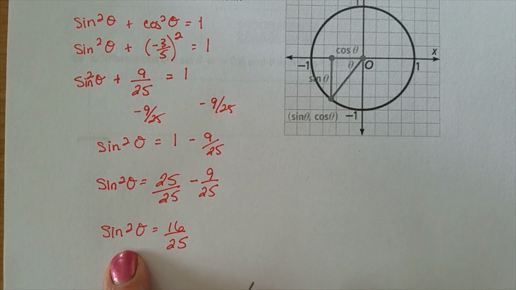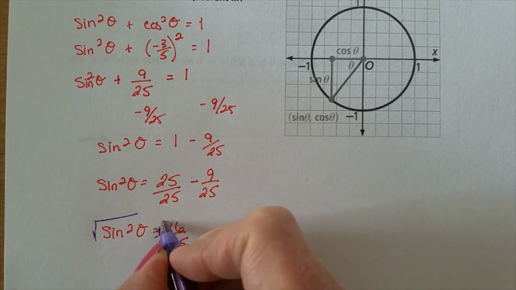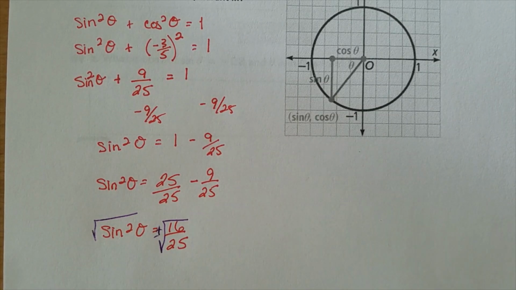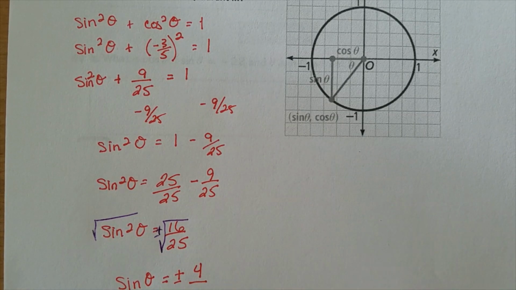Don't forget, the rules are the same. If you're going to undo a square, we would take the square root of both sides. And we're going to do plus minus. So now I have sine of theta equals plus or minus the square root of 16 is 4. The square root of 25 is 5.